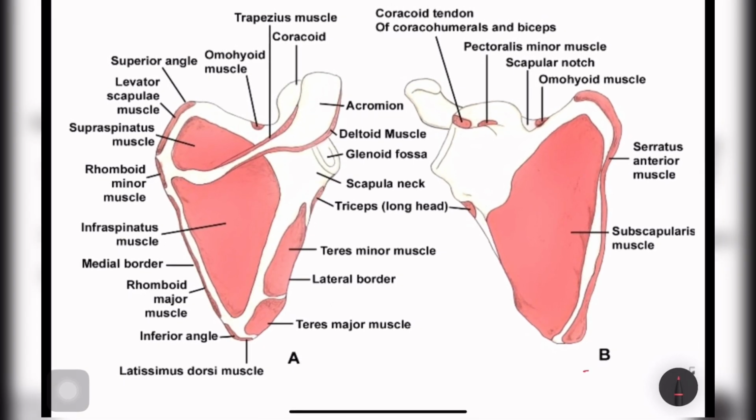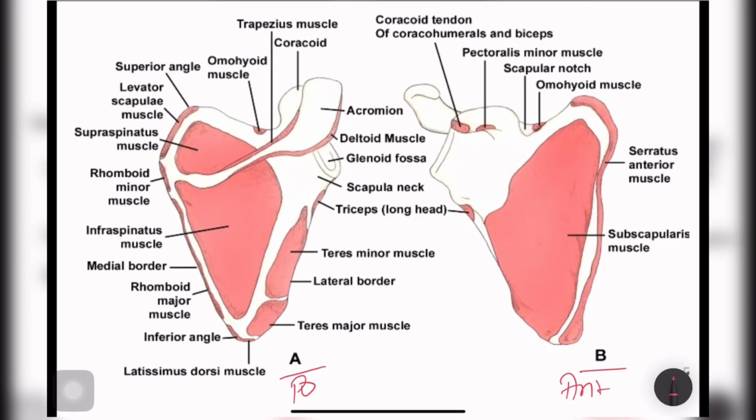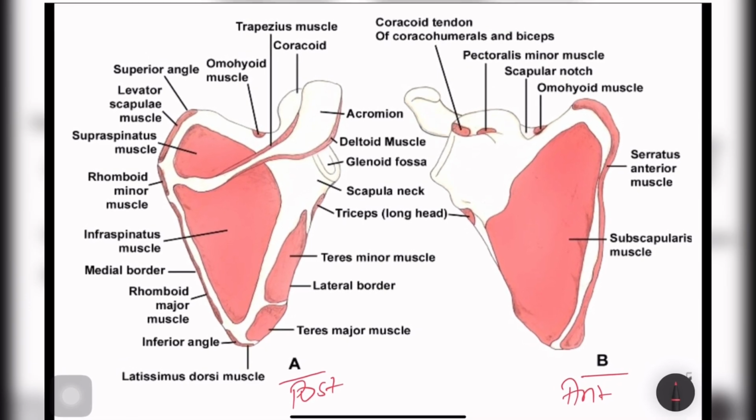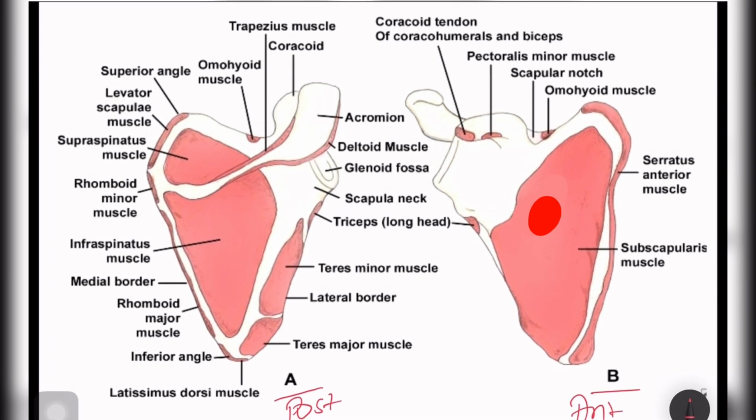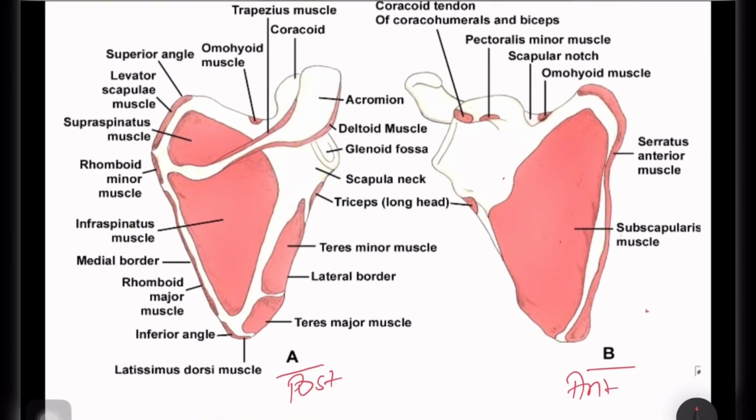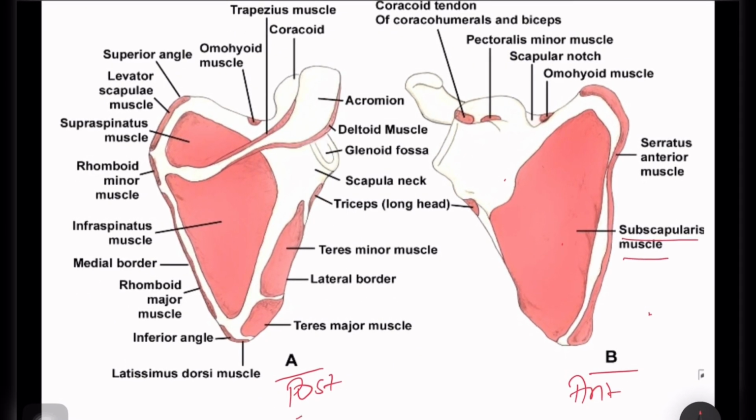Now for the muscle attachment, this is the anterior surface and this is the posterior surface. The anterior surface or costal surface is mostly occupied by a large slightly depressed region called the subscapular fossa. The fossa provides origin to the subscapularis muscle. The posterior surface has a prominent ridge called the spine of the scapula which divides the surface into a smaller supraspinous fossa and a larger infraspinous fossa. Supraspinous fossa gives origin to supraspinatus muscle and infraspinous fossa gives origin to infraspinatus muscle.